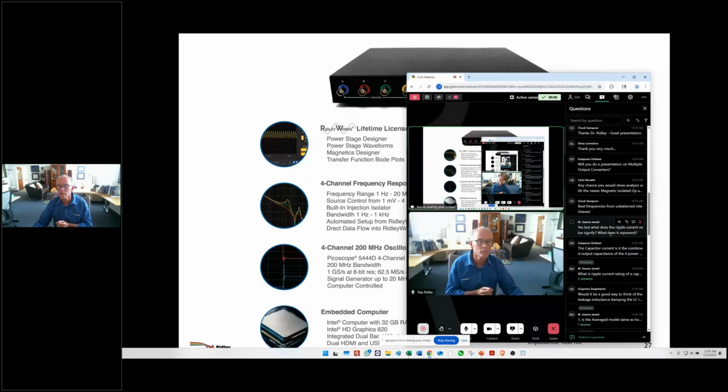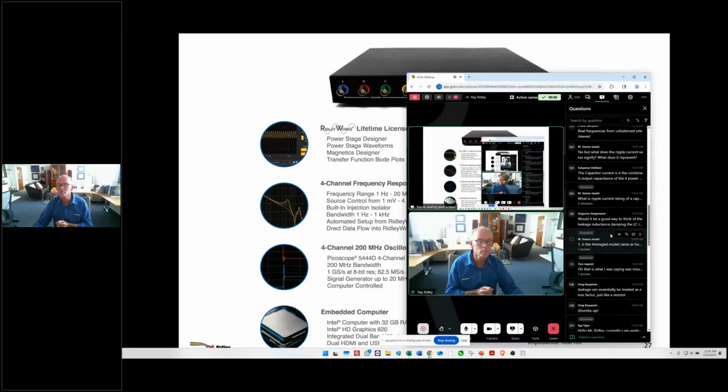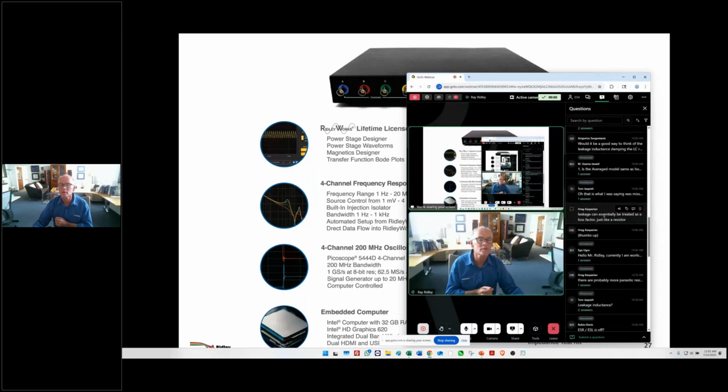Leakage can be treated as a loss factor, just as a resistor. Well, that's kind of vague. You can call it all. We want numbers, okay? I don't want words like loss factor. Let's make it a real thing.